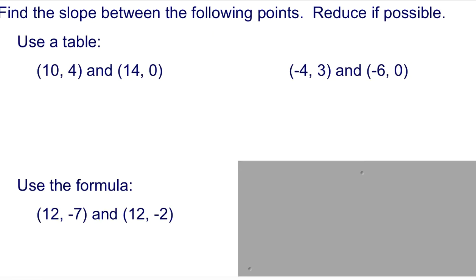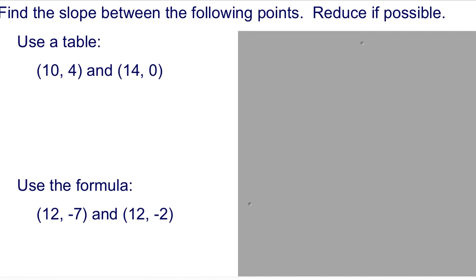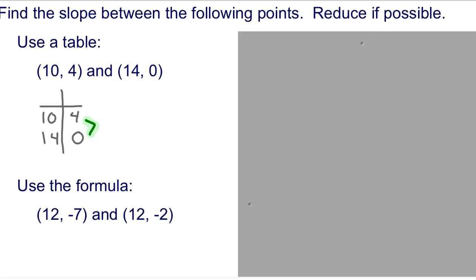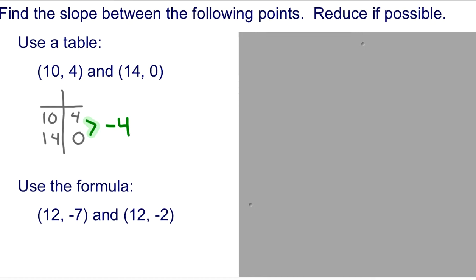Let's try a couple examples. We'll try one with the table, and we'll try one with the formula. Okay. So first step in the table is set up our x's and y's. So really just stacking these points up. Next step, we find the change in the y's, and you just ask yourself, how do I get from 4 to 0? And we minus 4. How do I get from 10 to 14?